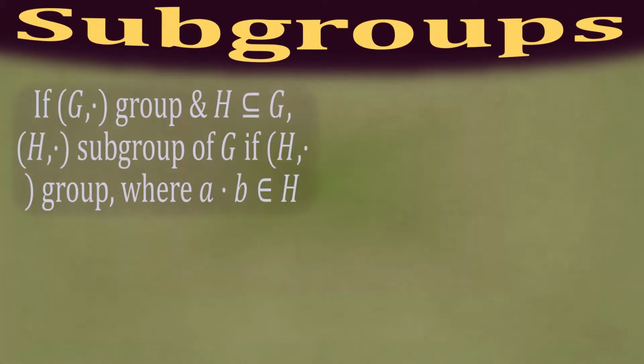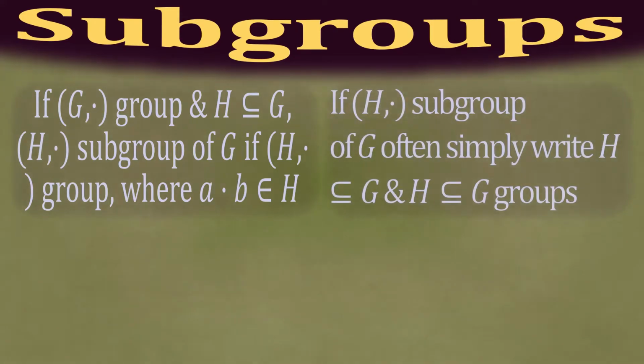Next, let's discuss subgroups. If (G, ·) is a group and H is a subset of G, then (H, ·) is a subgroup of G if (H, ·) is a group, where the dot is the same binary operation as on G, so a · b has to be in H. If (H, ·) is a subgroup of G, we often simply write H ≤ G and say that H, a subset of G, is a subgroup.